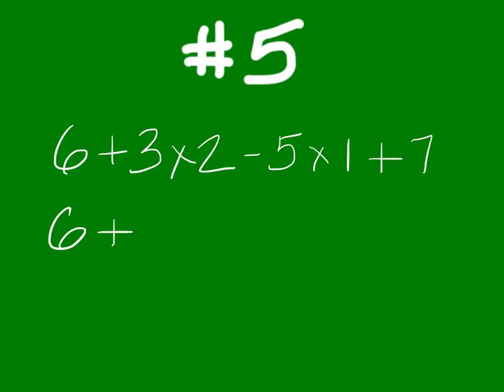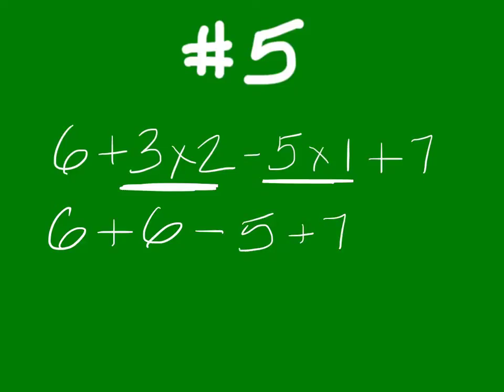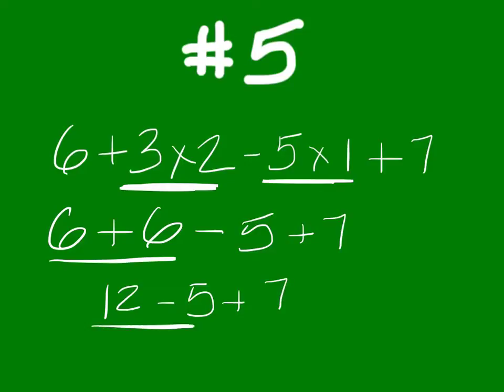Six plus 3 times 2, that's 6. And then 5 times 1 is 5, and plus the 7. That gives you 12, and this gives you 7. 7 plus 7 is 14.